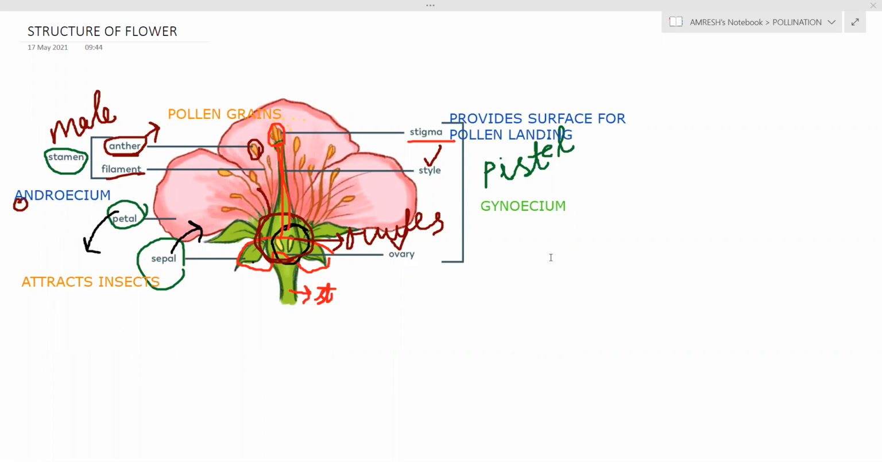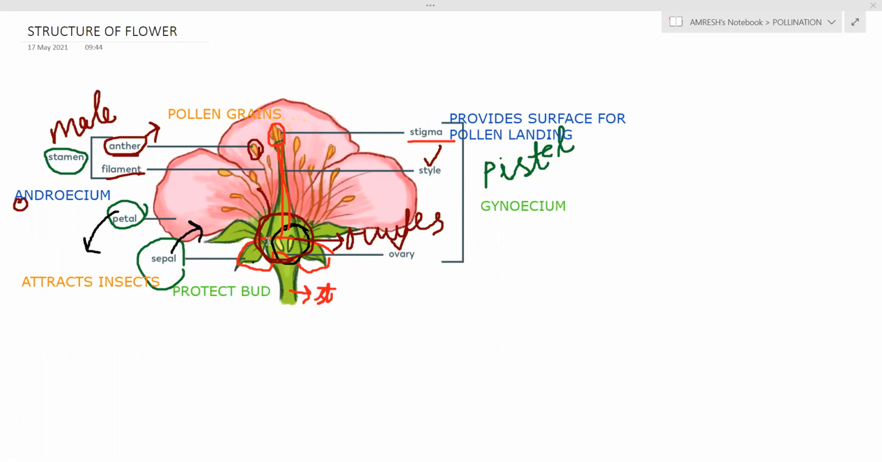Again, I want to tell you, flower has four main parts: sepal, petal, stamen, and pistil. Sepal is the green leafy-like structure present at the bottom of the flower. Sepals protect the bud. Next is petal. Petals are the colored part of the flower. They attract insects and make the flower beautiful.